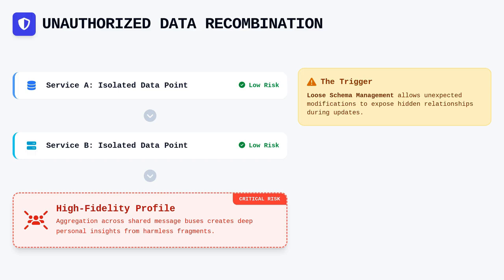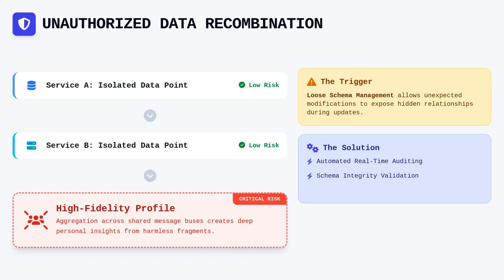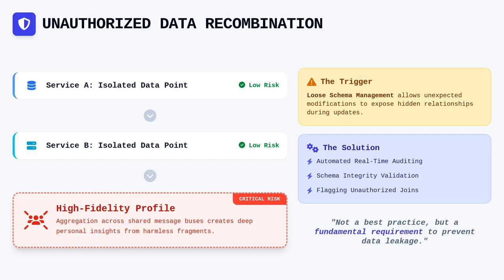If our schema management is loose, unexpected modifications to data structures can inadvertently expose hidden relationships that were previously isolated. We need to implement automated auditing mechanisms that go beyond simple connectivity checks to actually validate schema integrity and flag unauthorized join operations in real time. This requirement for automated auditing of broken access paths is not just a best practice, but a fundamental requirement to prevent data leakage during routine system updates.